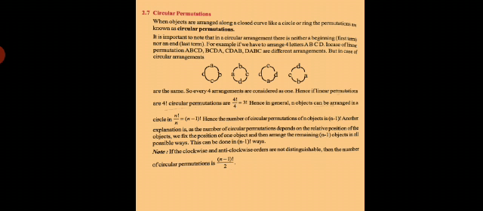Note here that students, if the clockwise and anti-clockwise orders are not distinguishable, then the number of circular permutations is n minus 1 factorial in the numerator divided by 2. Only when, if in the question they ask clockwise and anti-clockwise orders which are not distinguishable, then you can use this formula, that is n minus 1 factorial upon 2.